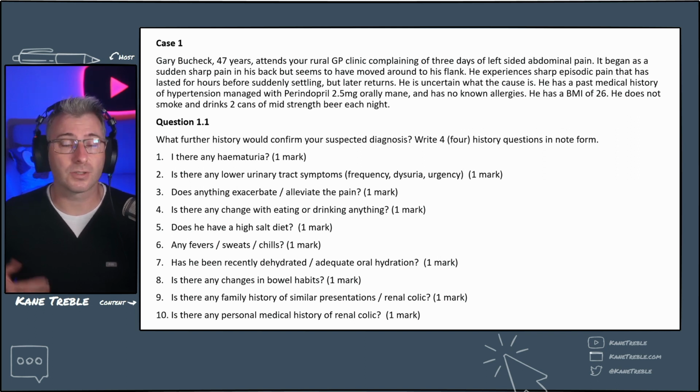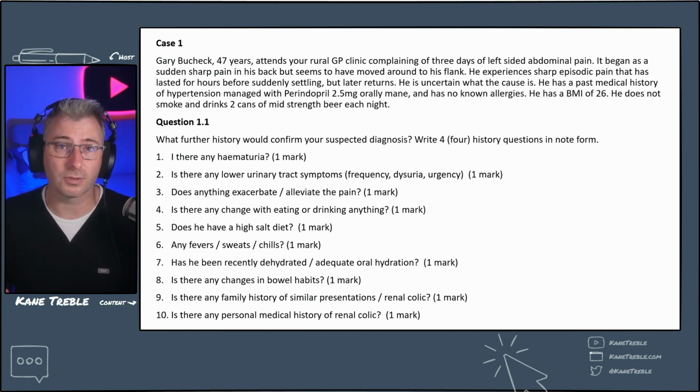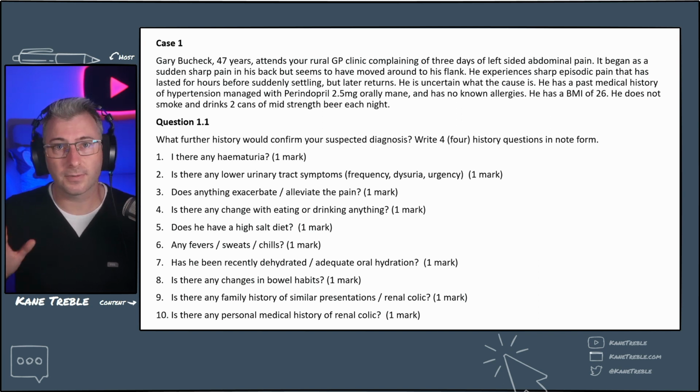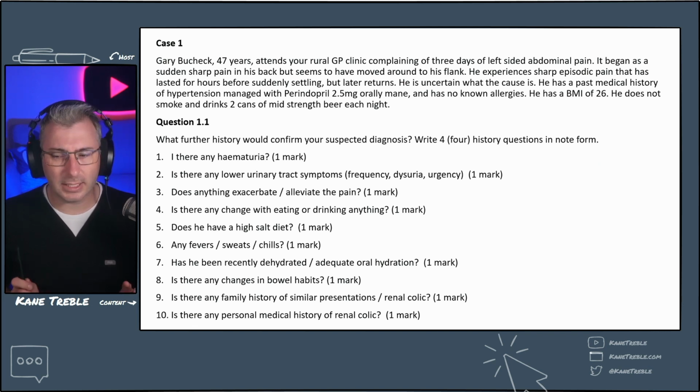any family history of similar presentations or renal colic, again, you're specifying down, and we do know there can be a genetic component to families that are more likely to produce stones, and of course, is there any personal medical history of renal colic? That is one question that they have not significantly mentioned no other past medical history. However, they have specified he has a past medical history of hypertension. And so that would be one that I'd probably leave as a last response, given, again, we're trying to avoid potentially adding things to the history when they've already suggested that there isn't anything else there.